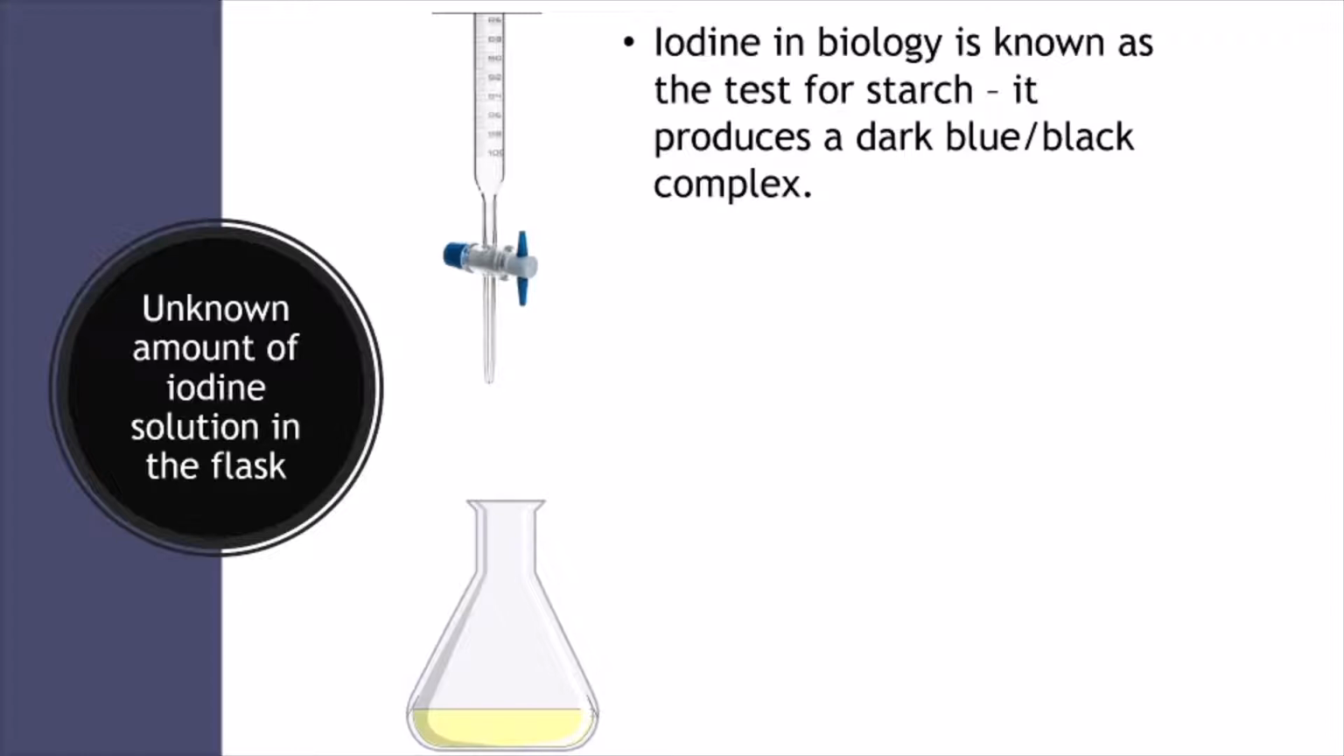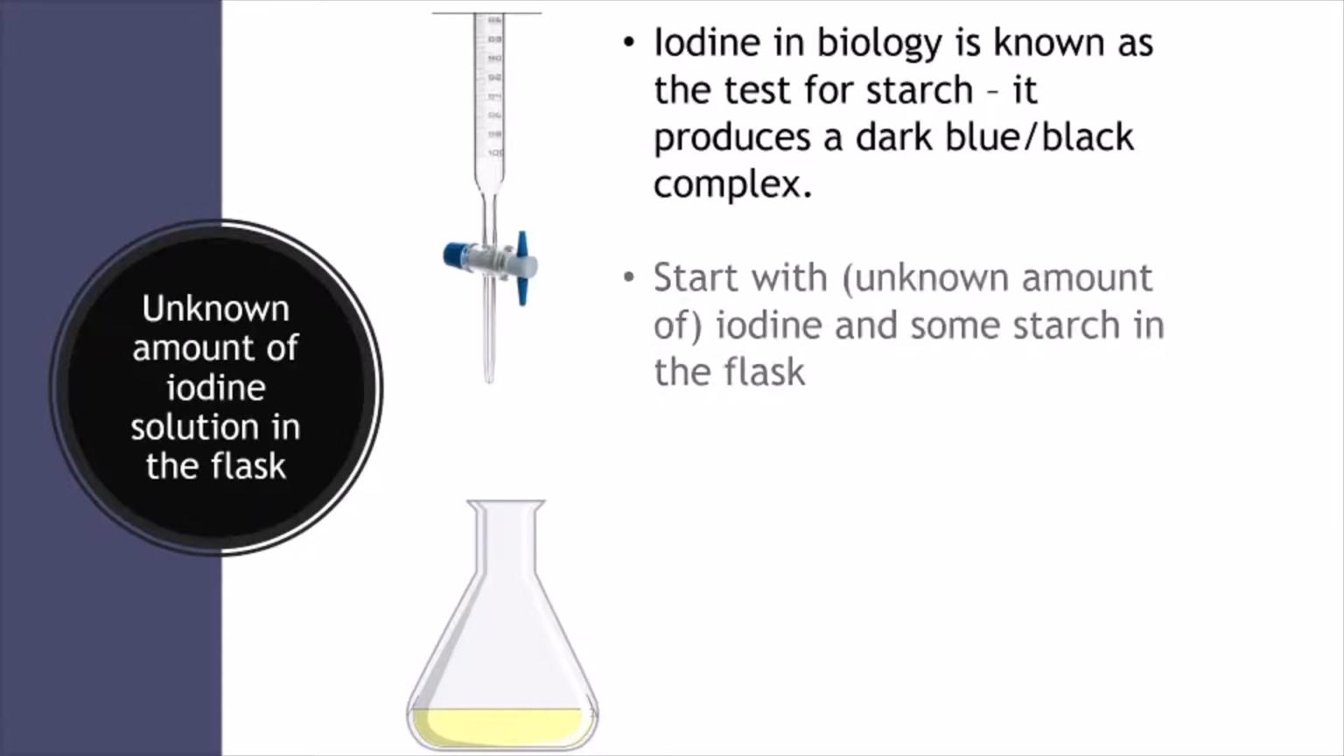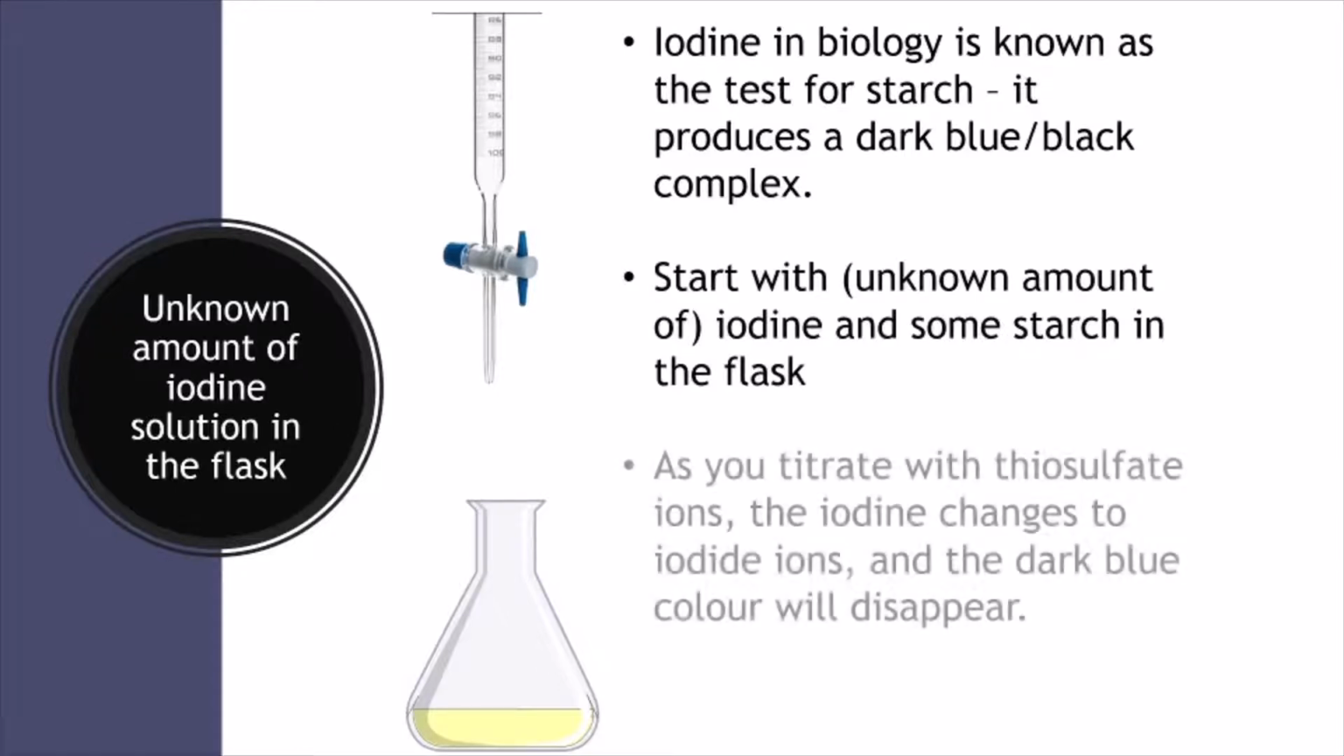And once the iodine has been changed in some way, well, we're going to turn it to iodide ions, it'll lose its colour. So we start with an unknown amount of iodine in the flask and some starch. Okay, and as we add the thiosulfate ions, the iodine changes to iodide ions and we'll lose the dark blue colour. Okay, so that means we've got a way to find out how much iodine, and we're using thiosulfate, by the way, because the electrochemistry works quite nicely.